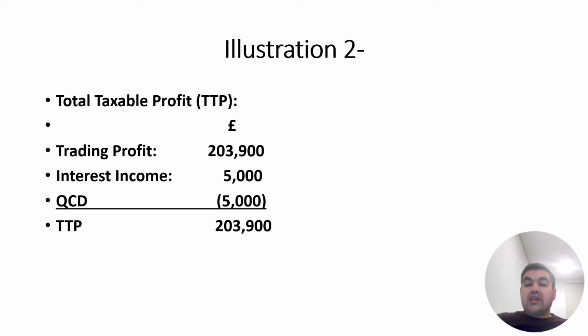Now, after working out your trading profit, it's time to calculate your total taxable profit. So the total taxable profit will be the sum of trading profit and then the interest income, which is also subject to corporation tax, however under a separate heading. So we can see there's income for corporation tax purposes. Therefore, we now can claim relief for qualifying charitable donation. So you can see we have deducted the qualifying charitable donation.